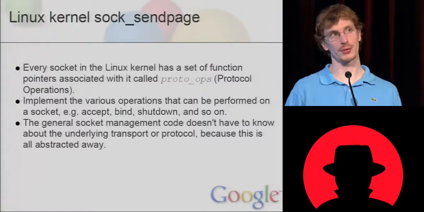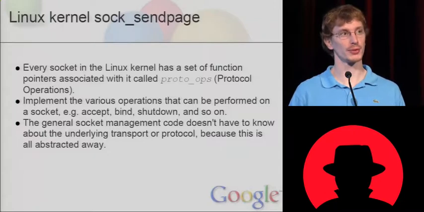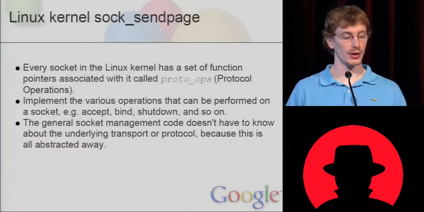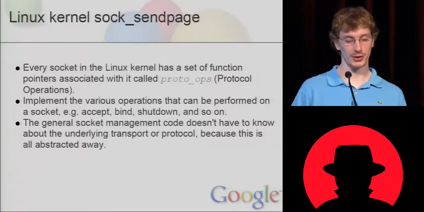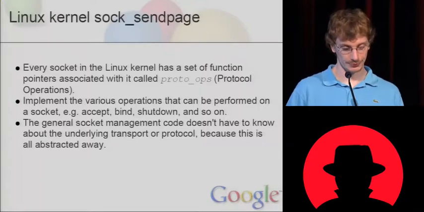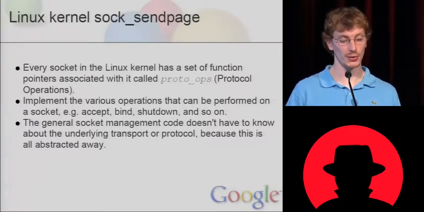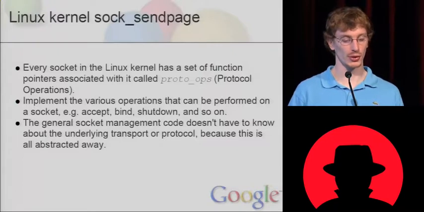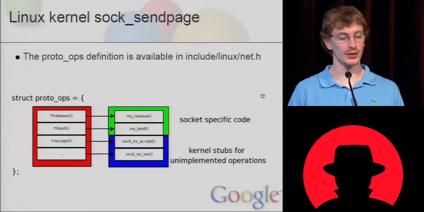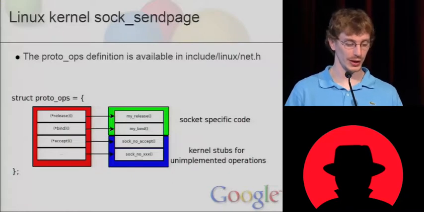In the Linux kernel, every type of socket has a set of function pointers associated with it called proto-ops, which stands for protocol operations. Those protocol operations implement the various operations that can be performed on a socket. So it can be accept, bind, shutdown, etc. And thanks to this, the general socket management code doesn't have to know about the underlying transport or protocol because everything is abstracted away. That's quite convenient, and you can see here the proto-ops definition as available in include/linux/net.h.